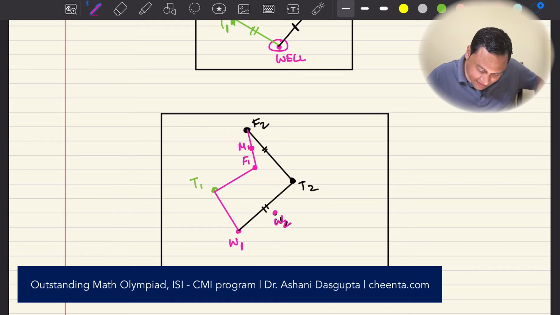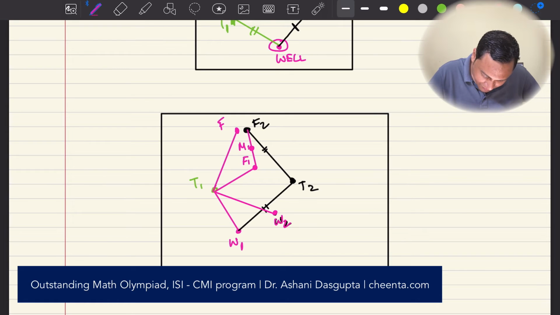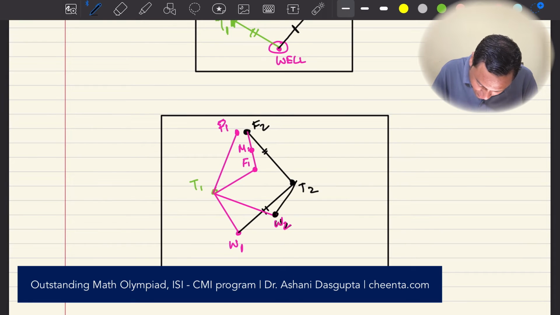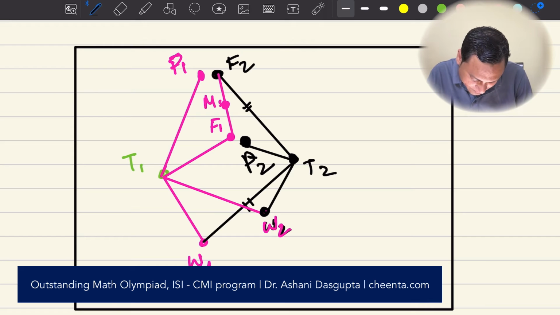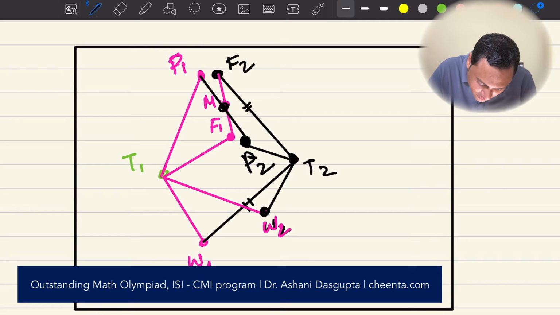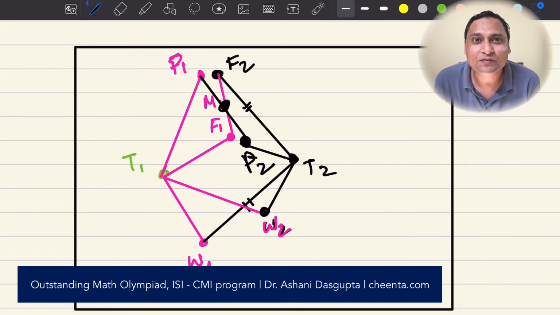So what he does is he started from well 2, went to T2, turned 90 degrees and went here. So let's call this P1. And then from W2, he went to T2, turned 90 degrees and went to P2. Now something very interesting happens. The midpoint of P1 and P2 turns out to be the same point as before.